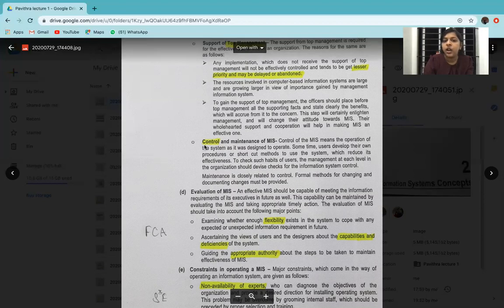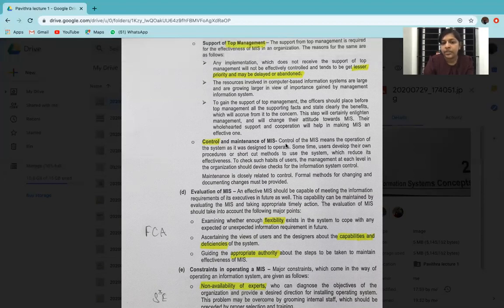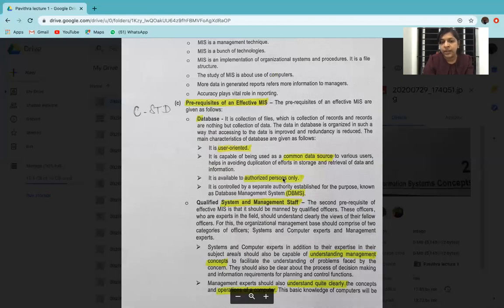Next one is control and maintenance of MIS. Control and audit itself is the important crux of this subject, and without the control and maintenance everything is going to be thrown away. So there should be control and maintenance of MIS. So let us look at it again.